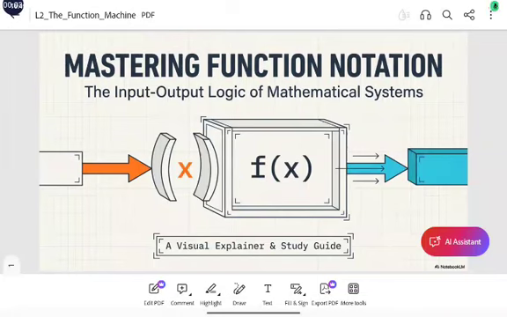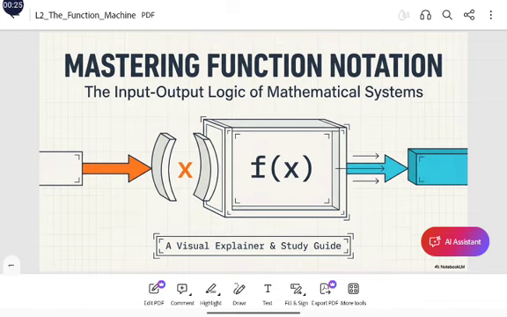Hello, my dear students. You are welcome back to the second lesson on functions. Today, we are going to master function notations. We want to know how to properly write the function notation.